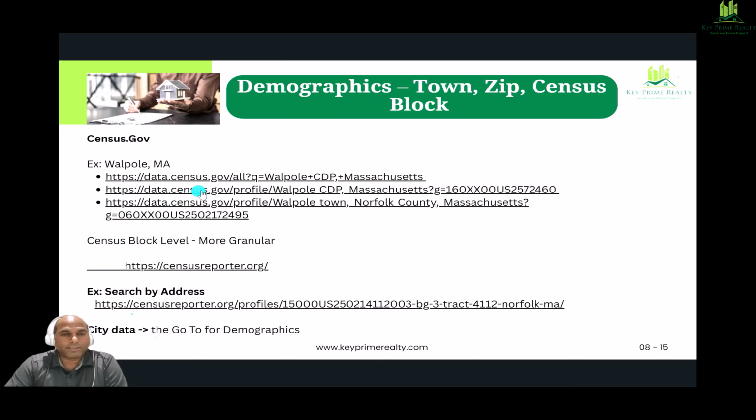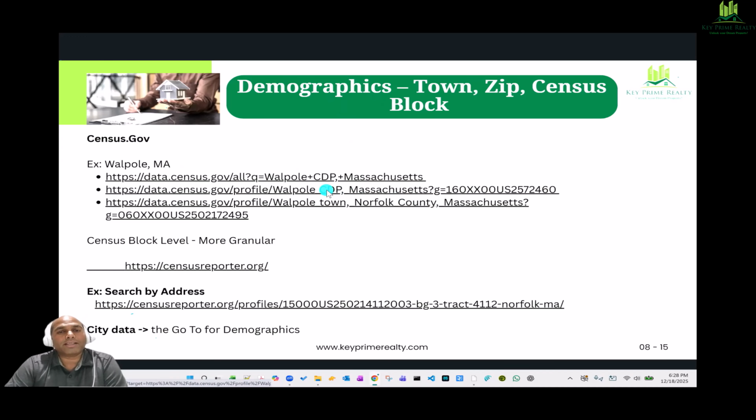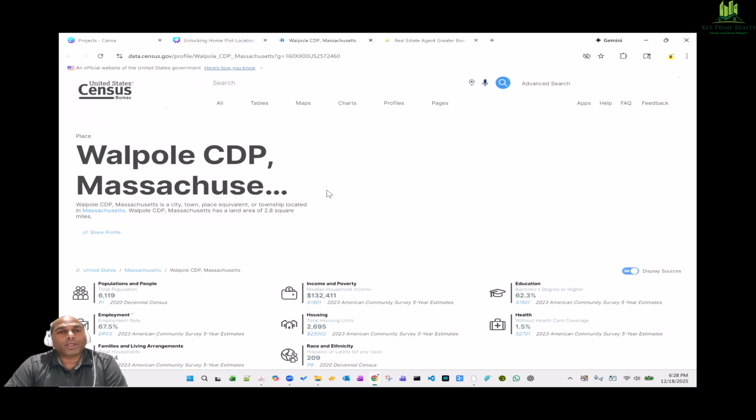Census.gov. I think this is a public, actually federal government website. It's an excellent source of information for anybody who is looking to analyze a particular municipality. If you want to analyze a particular city, just go to census.gov and pull the city's demographics information.